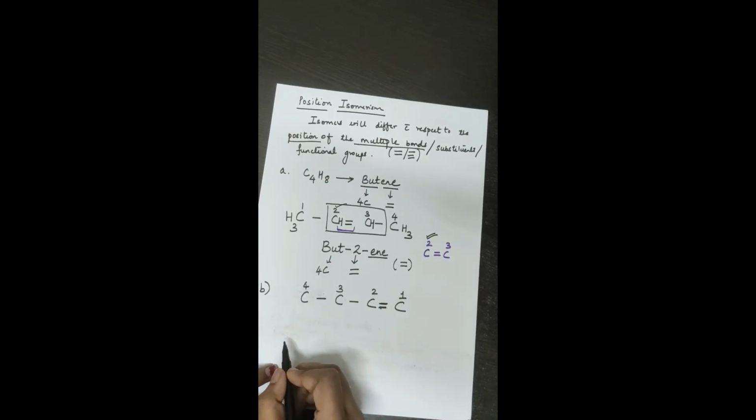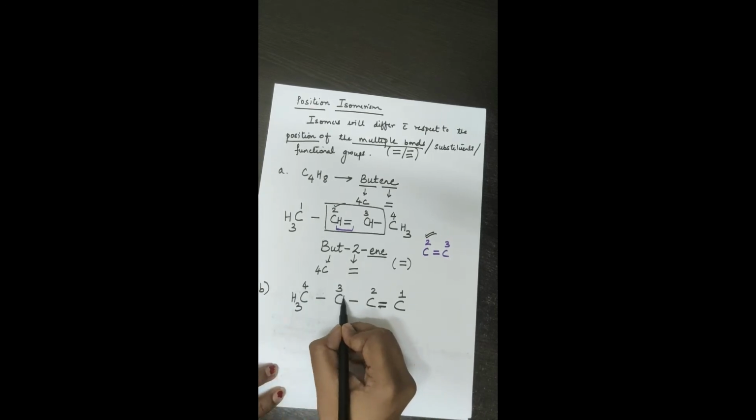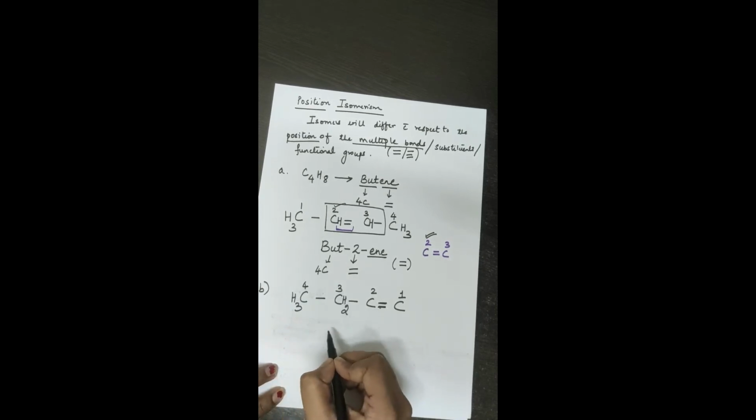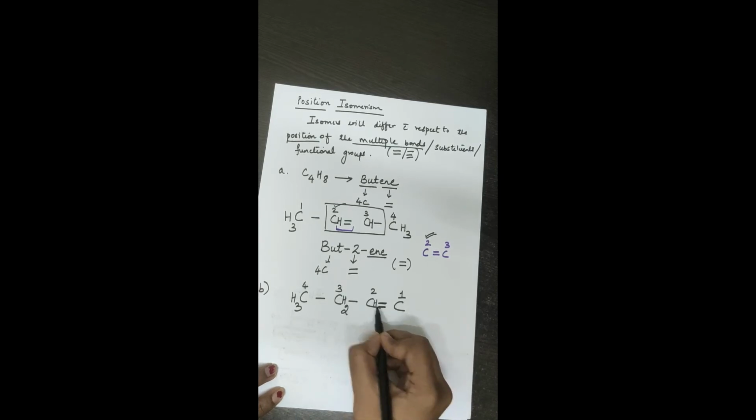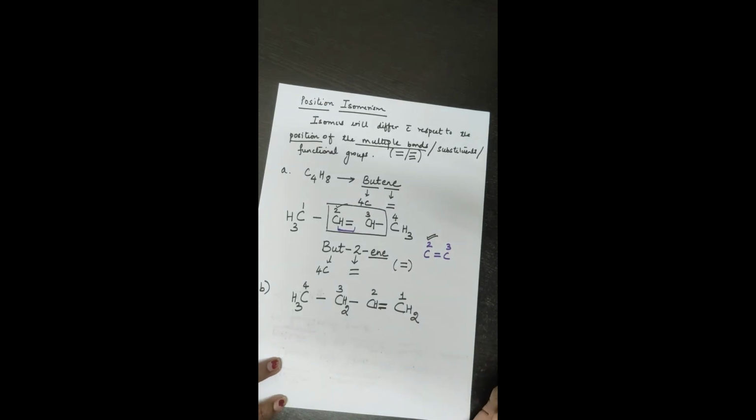Now let's satisfy the hydrogens quickly. This carbon is having 1 bond, so you will have CH3. This carbon will have 2 bonds, so you'll have CH2. This carbon is having 3 bonds, so just a single H. This carbon is having 2 bonds, so CH2, right? I hope it is clear.